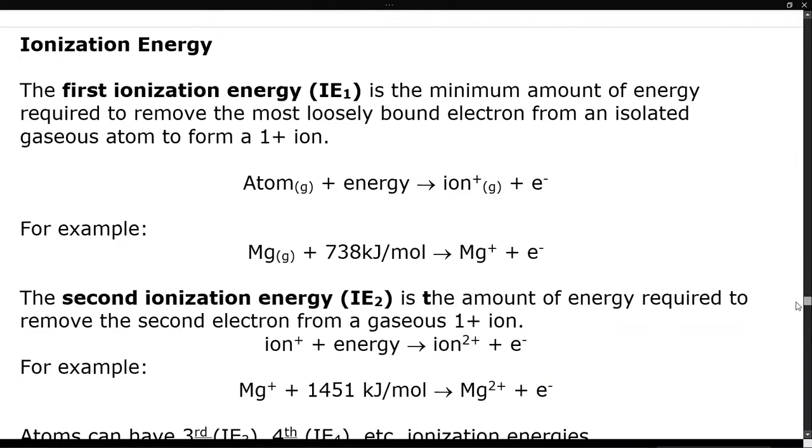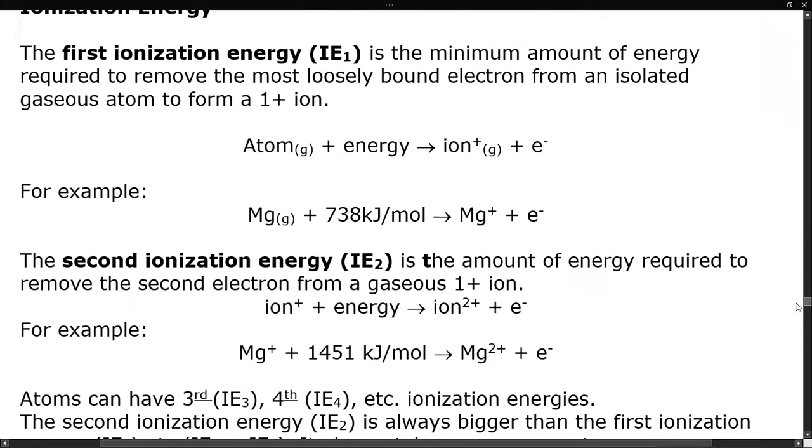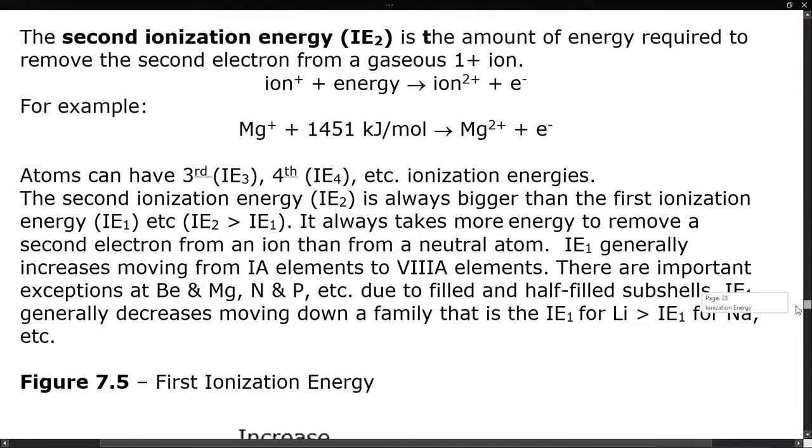If I want to remove the second one, then it's going to take me 1451 kilojoules per mole. And you can have ionization energies all the way until you're done with electrons, but what you're going to find is that the more electrons you remove, the higher the ionization energy. Once you're out of valence electrons to remove, it's going to get disproportionately more expensive.